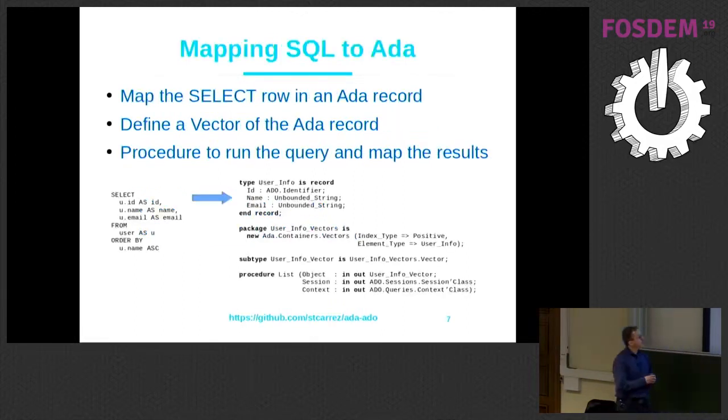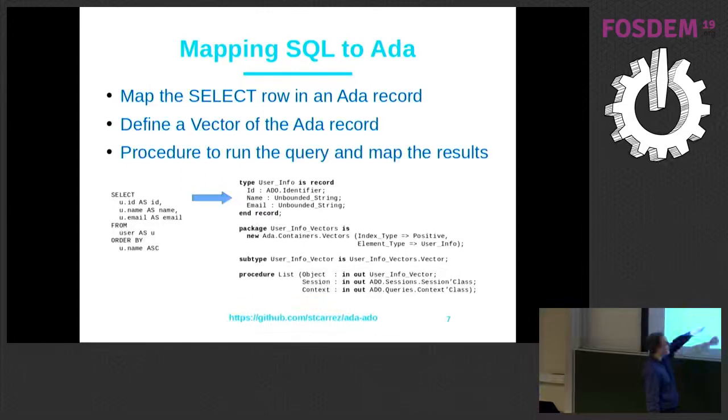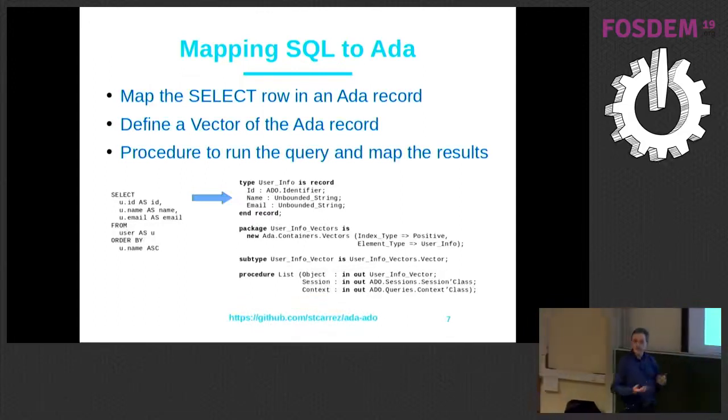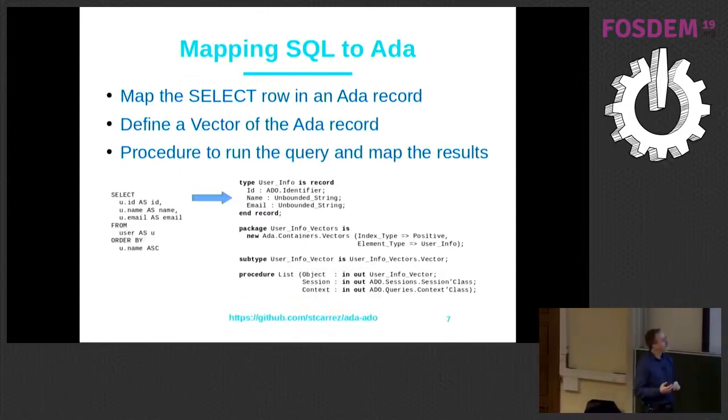Mapping a select row in Ada is in fact simple. I have this simple select statement which returns three columns, ID, name, email. I will map it to a simple Ada record with an ID, name, and email, each of them being strongly typed. The identifier is just a number, and we have an unbounded string for email and name.